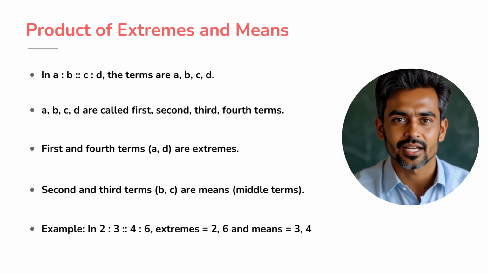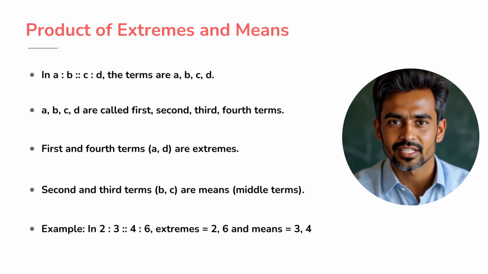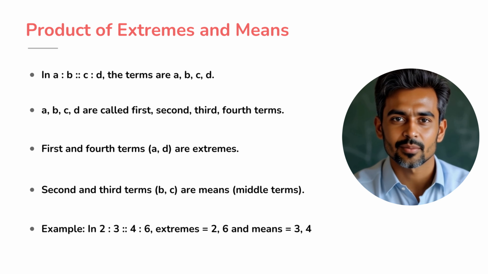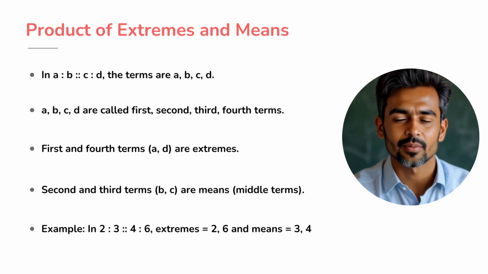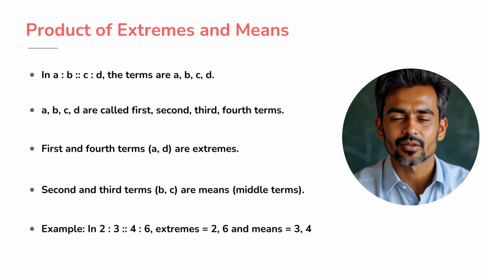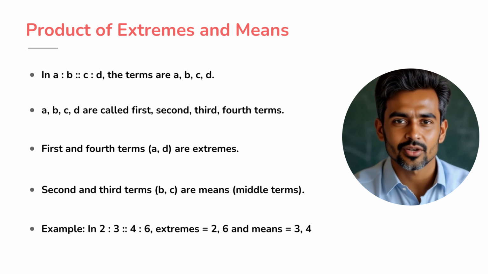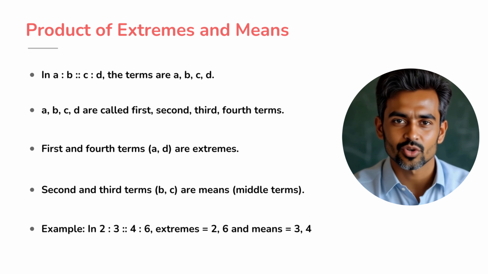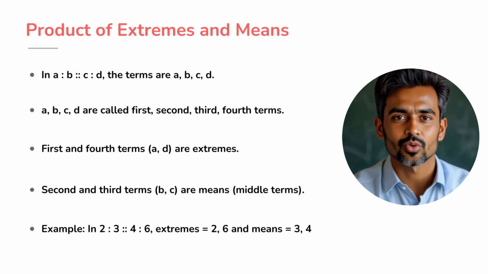In a proportion a, b, c, d, the four numbers are called the terms of the proportion. Here, a is the first term, b is the second term, c is the third term, and d is the fourth term. The first and fourth terms, a and d, are called the extremes. The second and third terms, b and c, are called the means or middle terms. So in our earlier example 2, 3, 4, 6, the extremes are 2 and 6 while the means are 3 and 4. This distinction is important because it leads us to a very useful rule.